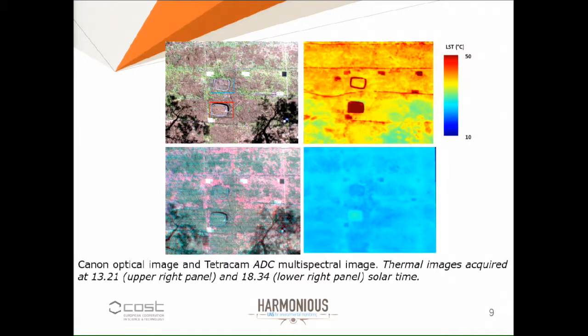Okay, if we use much more detailed images in terms of spatial resolution, things get more complicated, because you will be able to see the shadows of the trees, no?